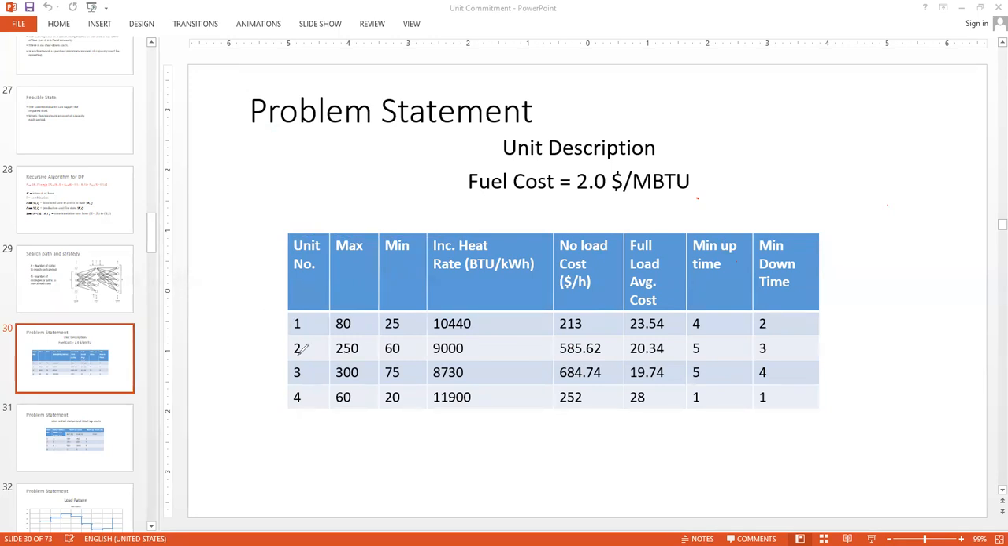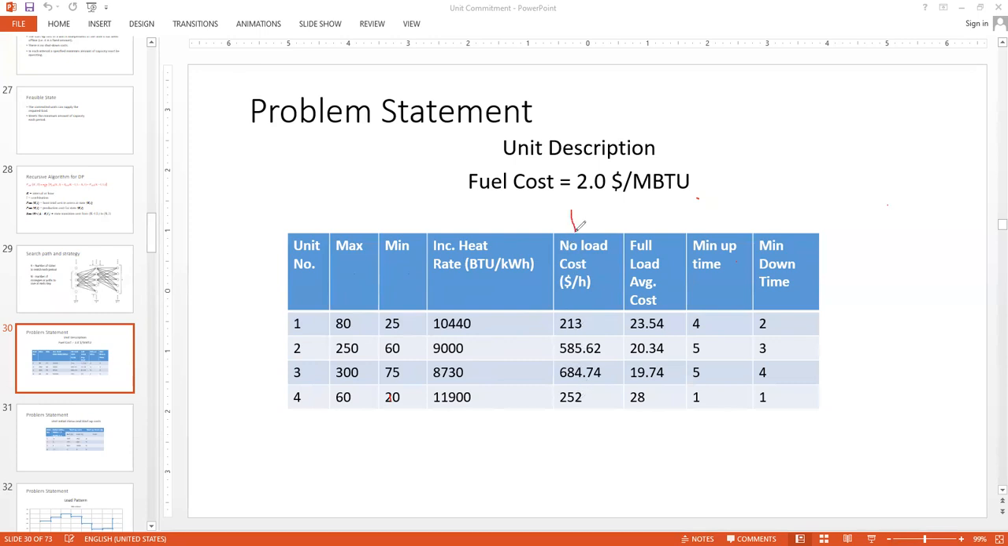We have 4 units: 1, 2, 3, 4. The maximum is given here for each of the units, and the minimum is given here for each of the units. The incremental heat rate in British thermal units per kilowatt hour is given for each of the units. The no load cost is given.